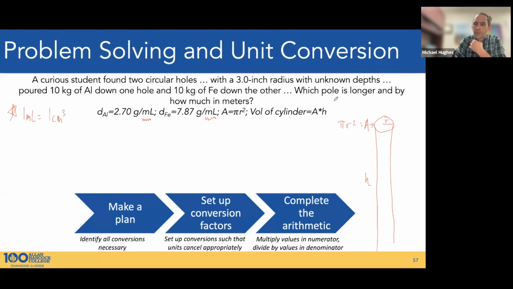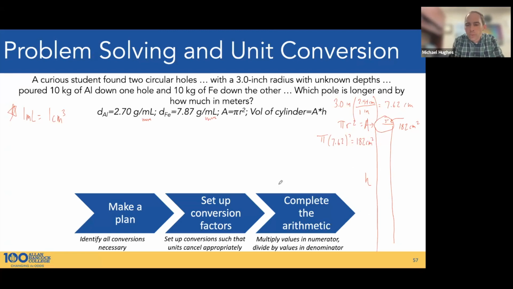So let's do a simple conversion of saying 3 inches, and there's 2.54 centimeters in every 1 inch. Then we just have a 7.62 centimeter radius hole. And if we plug that in, we can say pi times 7.62 squared equals 182 centimeters squared. That's the area here, 182 centimeters squared. So that times the height in centimeters is the volume of our pole.